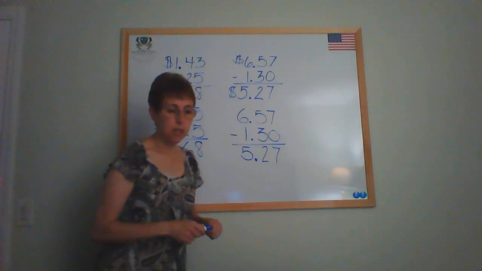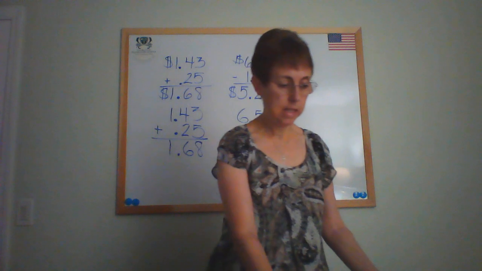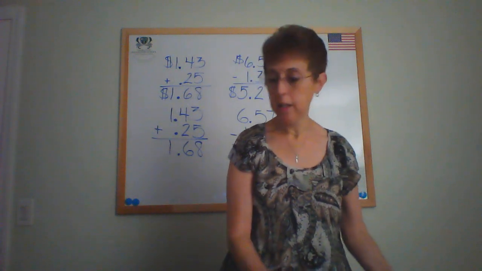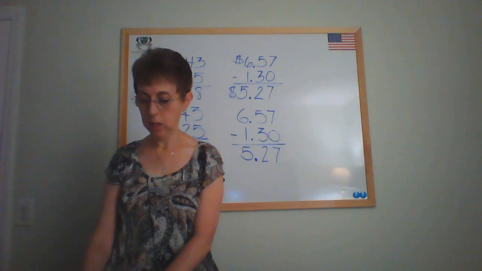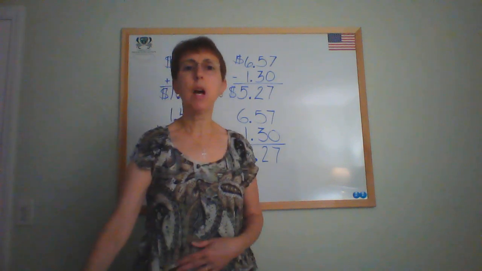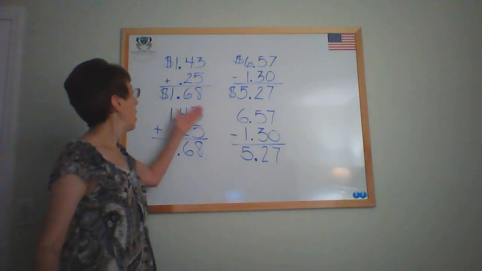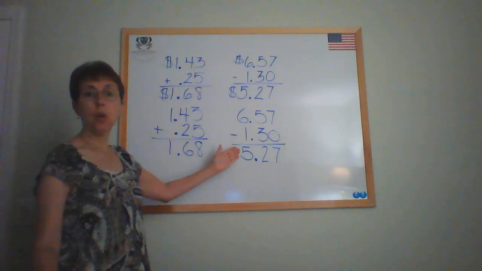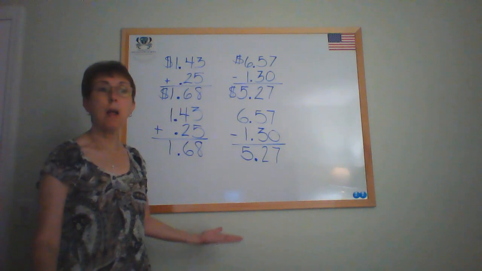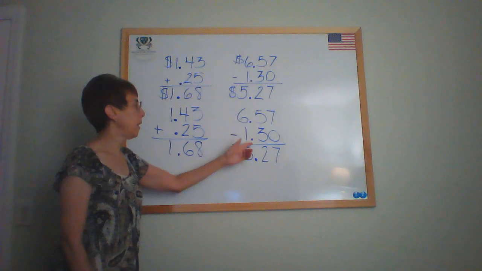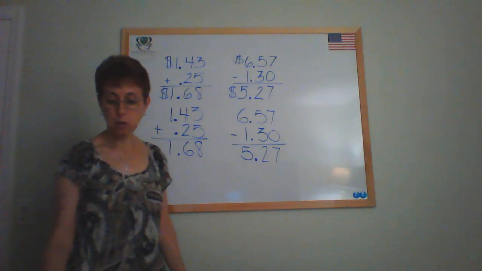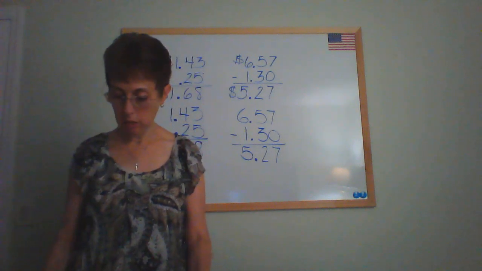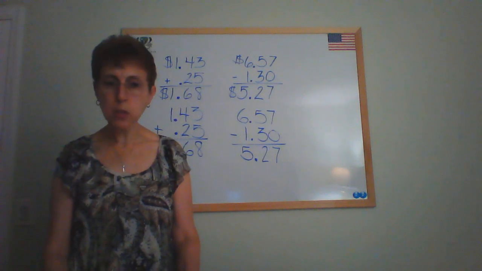So these are lessons 116 and 117. We're working on two lessons at the same time because the only difference is whether you're adding or subtracting the decimals, but the procedure is the same. You line up these decimal numbers by the decimal points, and then you just add or subtract the way you would with any numbers.